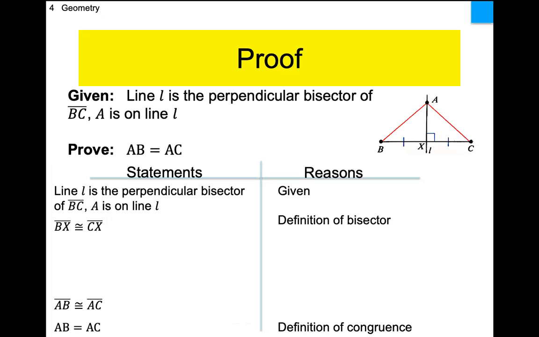Well, we got another S right here. You see the two triangles? They both share side AX. So we got AX is reflexive. We need an A. If you want to use SAS, where's the A come from? What do you mean about the angle?